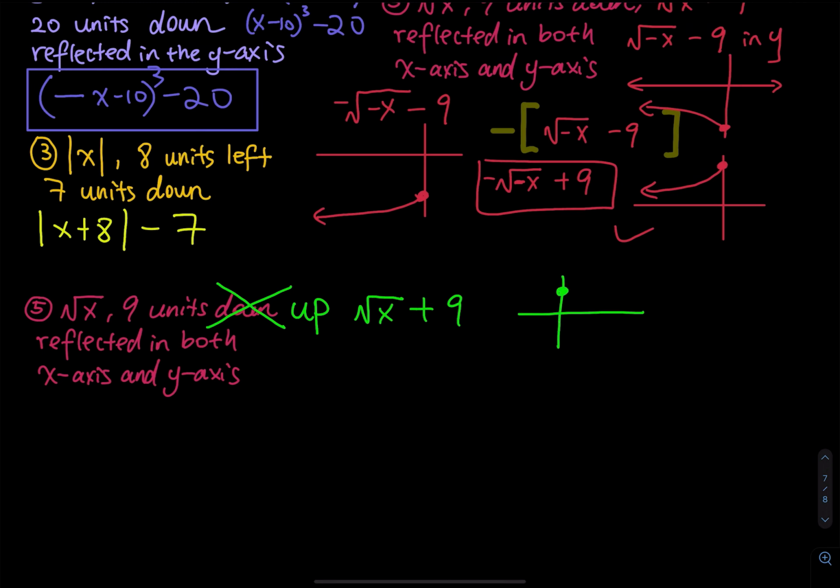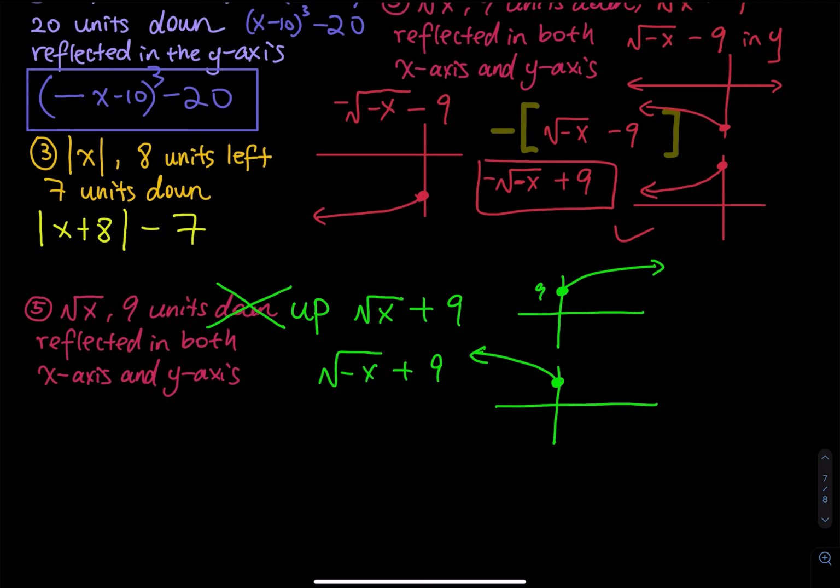So now you have square root of x plus 9. And then reflection in the y-axis. Then what do you have? Square root of negative x plus 9, right? And that is the reflection in the y-axis. So now you have this.